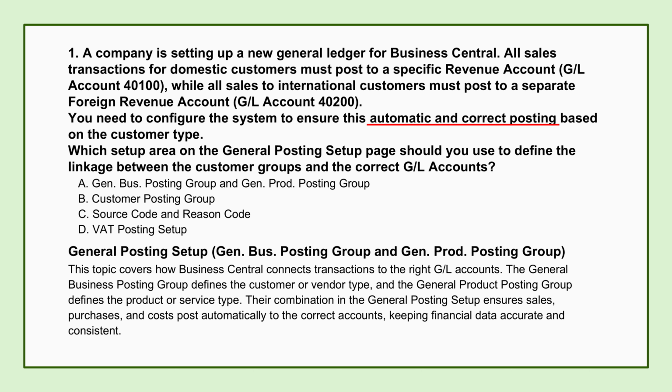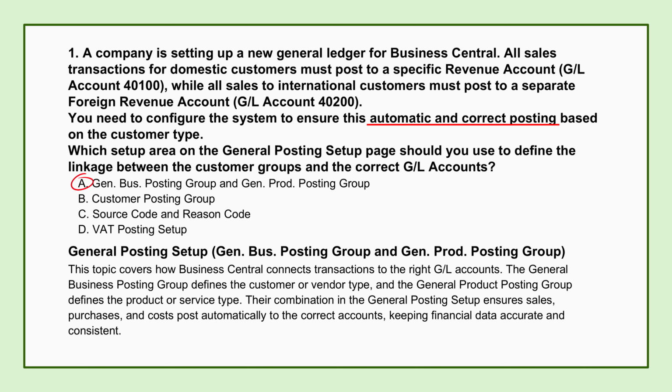Right. We've definitely seen clients miss this. And the result, foreign sales revenue just gets dumped into domestic accounts for months. It becomes a huge headache come audit time. Okay, so the critical insight here, the configuration secret, if you will, is you need a combination. A matrix using two different settings. The Gen. Bus. Posting Group and the Gen. Prod. Posting Group.